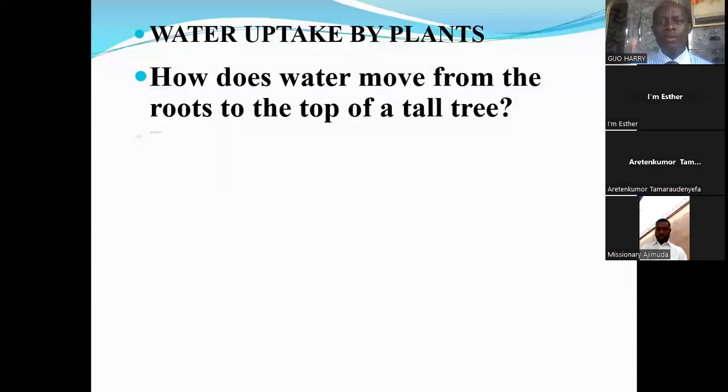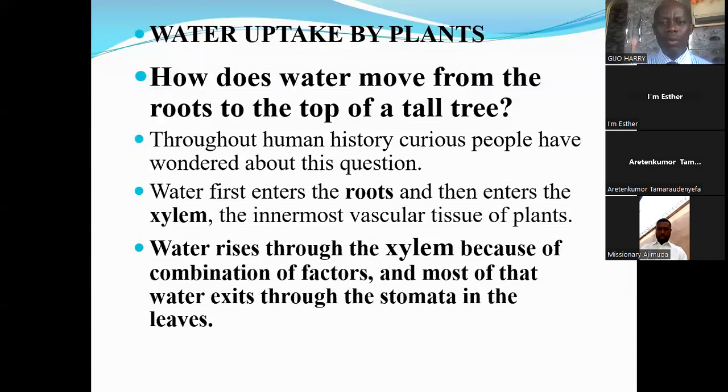There are some factors that are responsible for the ability of these plants to absorb water from the roots to the heights of very tall trees. No matter how tall or how short the tree is, water is able to be pulled. And the means through which water is transported up is through the xylem tissues, which are vascular tissues in the plant.